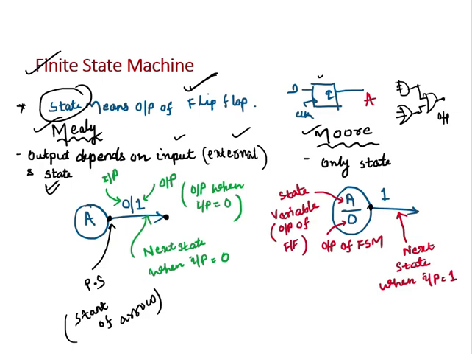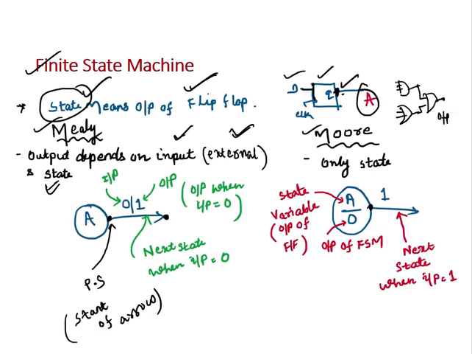So this is my D flip-flop. This is my input and this is the output, right? Now I have written here A. So this is the output of a flip-flop. Whatever is the output of a flip-flop is called state in a finite state machine. And what is this input? This input is not the input to this flip-flop. This input is some external input. It is coming from the outside world.